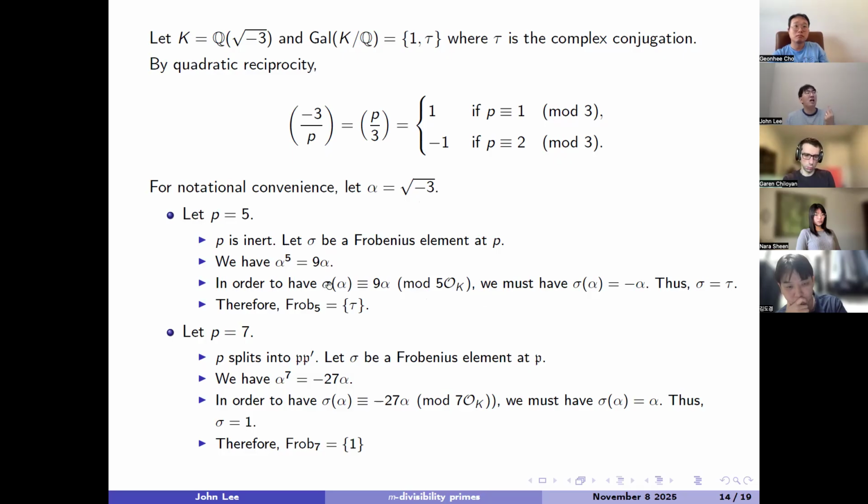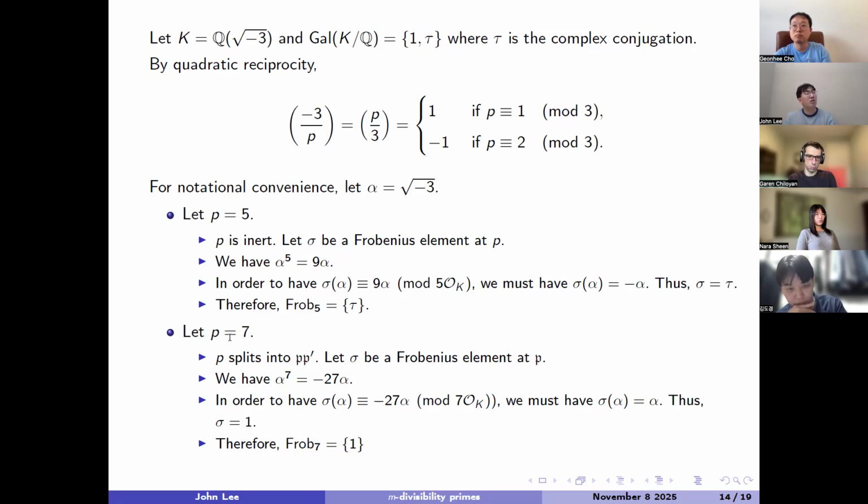And sigma should satisfy the property that sigma alpha is congruent to 9 alpha mod 5. So we have two possibilities: either sigma is 1 or tau, because there are only two elements. But doing some calculation, we can convince ourselves that sigma alpha should be negative alpha. Sigma should be complex conjugation. Why? Because if sigma alpha is negative alpha, then I have negative alpha congruent to 9 alpha mod 5. Of course, 10 is divisible by 5, so negative alpha is congruent to 9 alpha mod 5. So that means sigma should send alpha to negative alpha, that is, sigma is complex conjugation because I chose alpha to be this number. So Frobenius class at 5 should be tau.